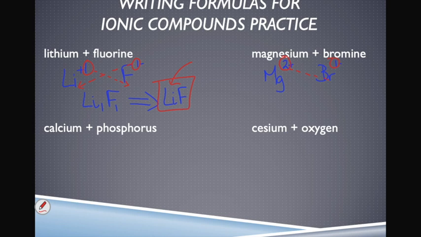Boom, boom, boom. This 2 that was the charge on magnesium goes down to be the subscript on bromide. And this 1 that was the charge on bromide crosses and drops to be the subscript on magnesium. So we would get Mg1Br2, and then we would say, hey, we don't write the ones. It's just going to be MgBr2, like that.